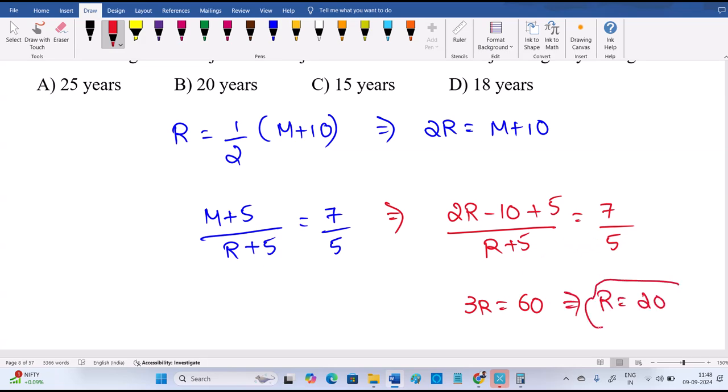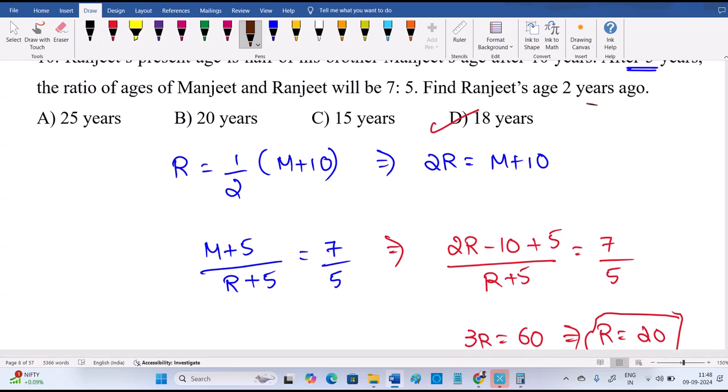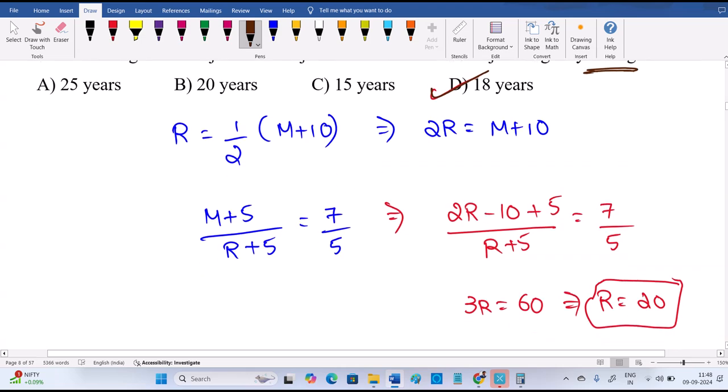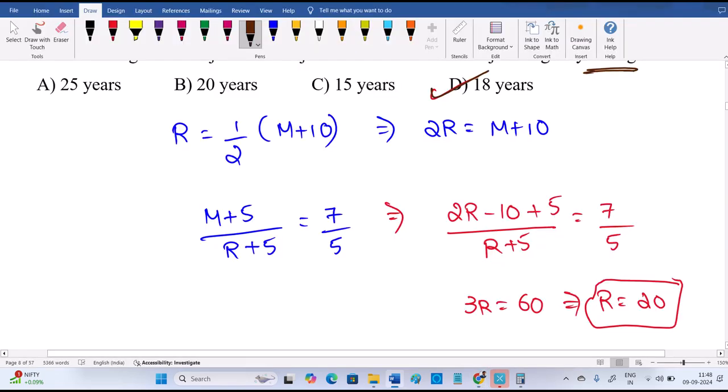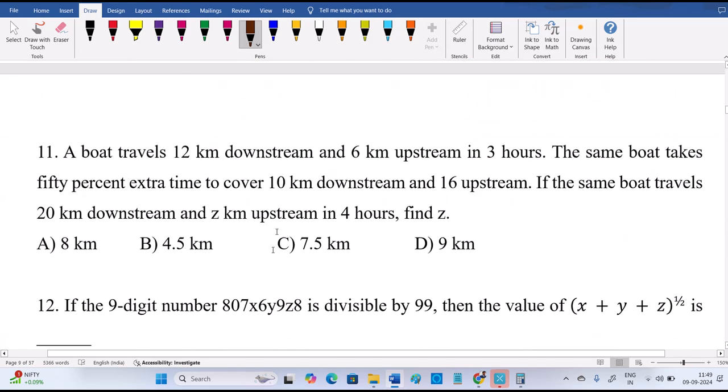Present age is 20. The question is 2 years ago. You have 20 in the options, but you want 2 years ago, which is nothing but 18. Right. Janardhan and Aditya, hope audio and video, screen sharing and audio both perfect, right? No issues, right? Janardhan perfect. 2 years ago, we need to be careful. 2 years ago is the question, not present age. Now see the next question.